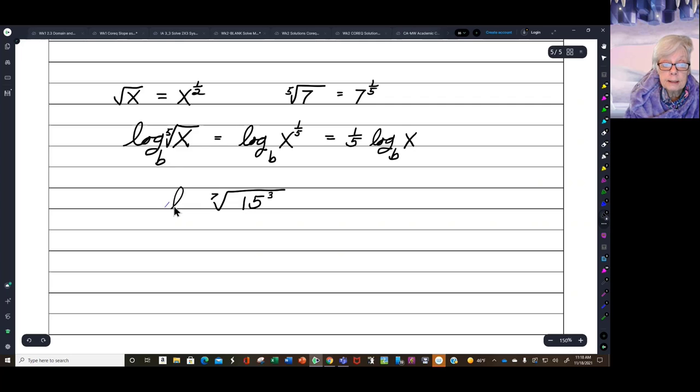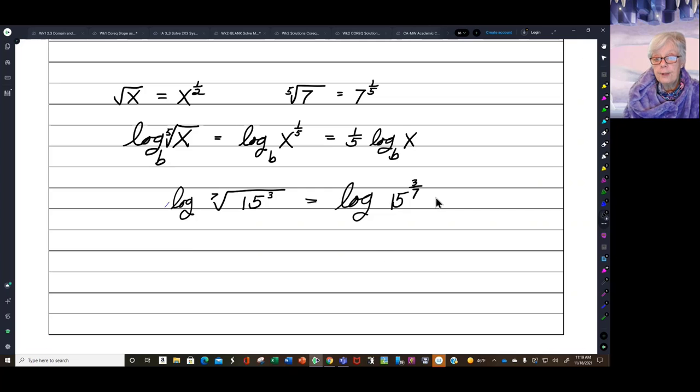If you were taking the log of this, or that's log base 10, so if you were taking the log of that, you would rewrite it first this way. The log of 15 to the 3/7 power. And then you'd write it as 3/7 times the log of 15. In all likelihood, unless they asked you to do something else. But most of the time, that's what you do.